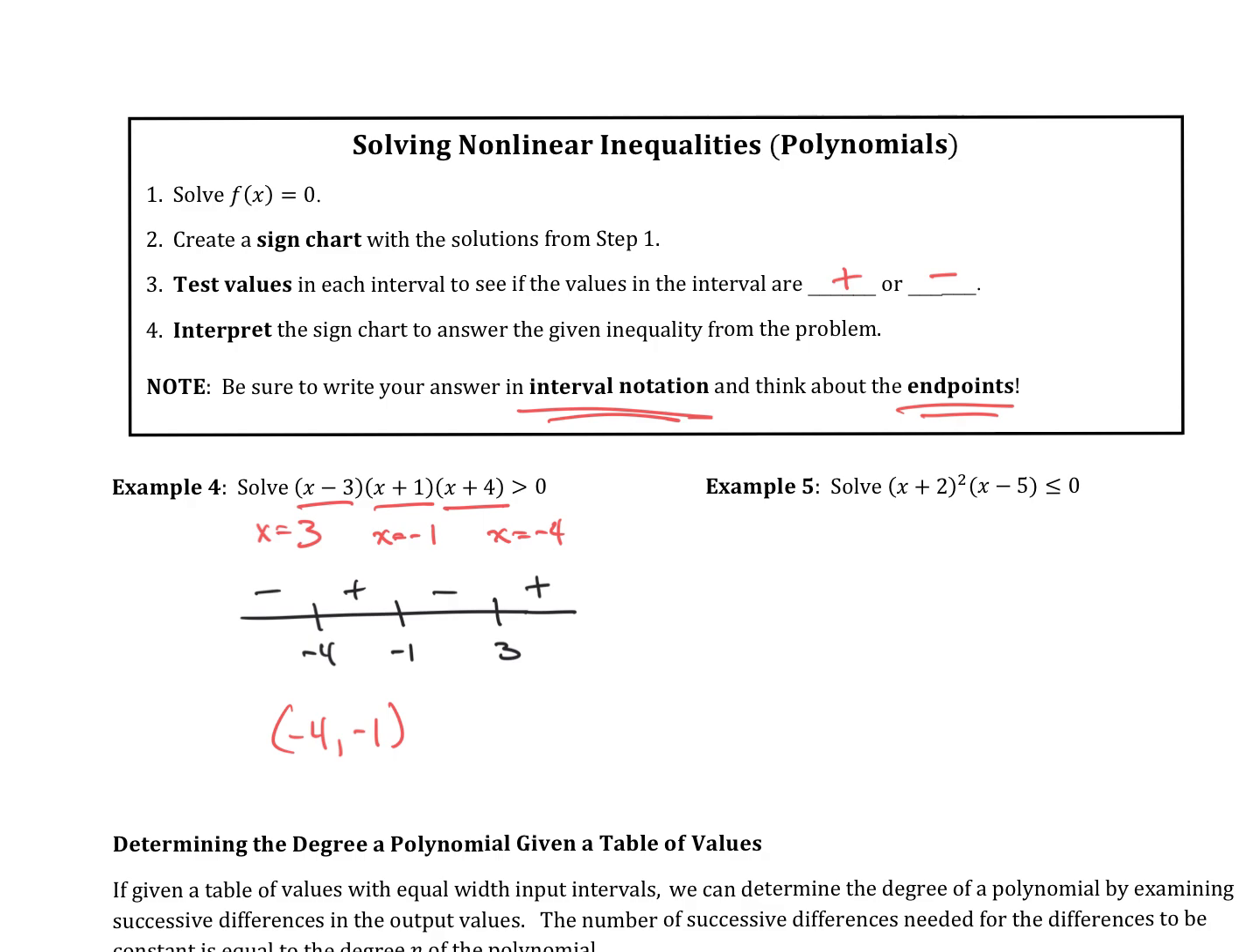All right? And then, when else am I positive? When is it greater than 0? From 3 to positive infinity. All right? We see how we did that? Cool. All right, let's look at example 5 now.